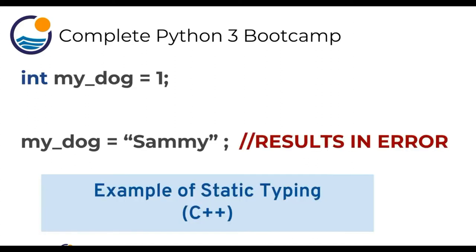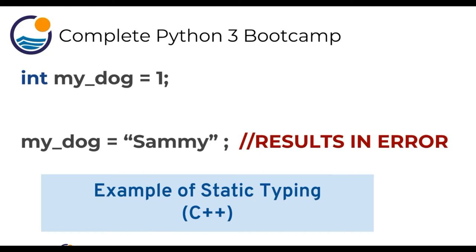Meaning, in the other language, such as C++, you'd have to say int for integer, and then say my_dog is equal to whatever integer value you want, such as 1. And then later on in your code, you would not be able to assign it a different data type. You would not be able to say my_dog is equal to Sammy, because that's no longer an integer. And that would result in an error.